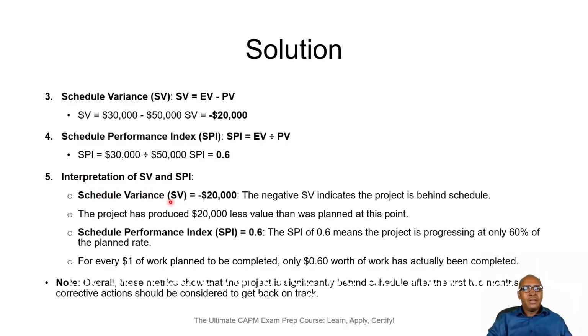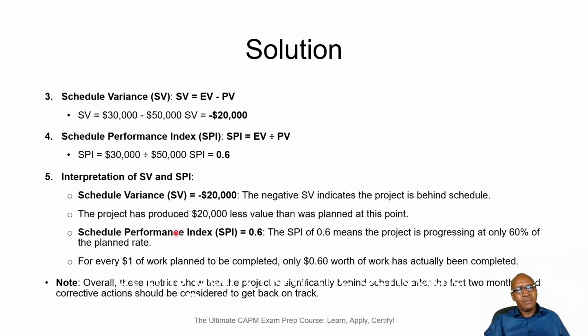The schedule variance we got here was negative 20,000. The negative SV indicates that the project is behind schedule. What this means is that the project has produced $20,000 less value than was planned at this point.